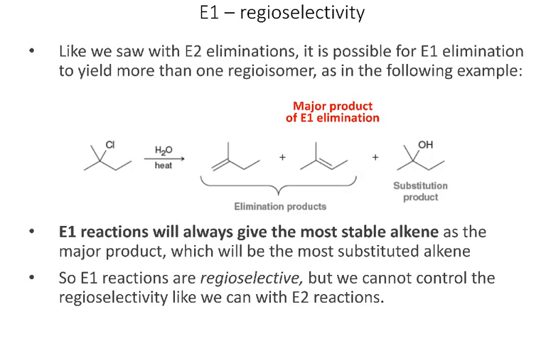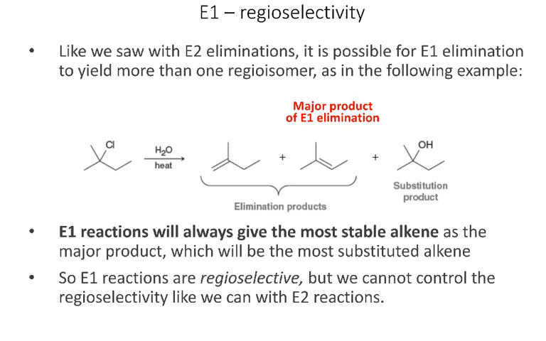Now, just like we saw for E2 reactions, it is possible for E1 elimination to yield more than one constitutional isomer. So if I consider this substrate, I have two different types of beta carbons, right? We can either pull a hydrogen off one of these methyl groups, or we can pull a hydrogen off this CH2 group. And so that gives us two possible elimination products, as well as the substitution products. So when we have these solvolysis reactions, we often get a lot of different products, and we get a mixture of products.